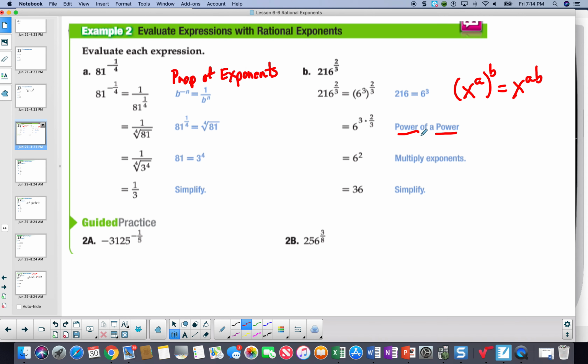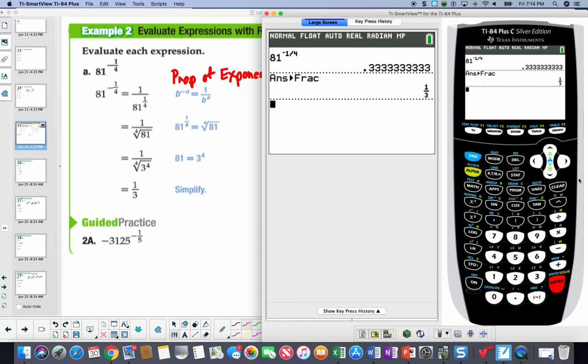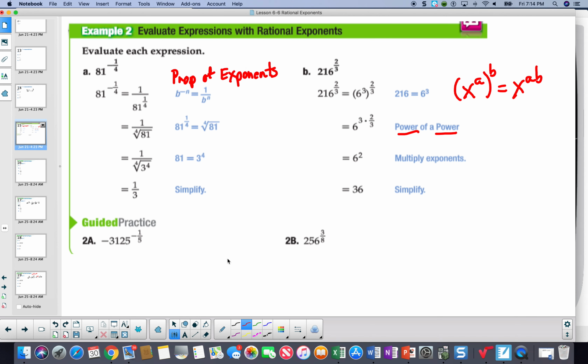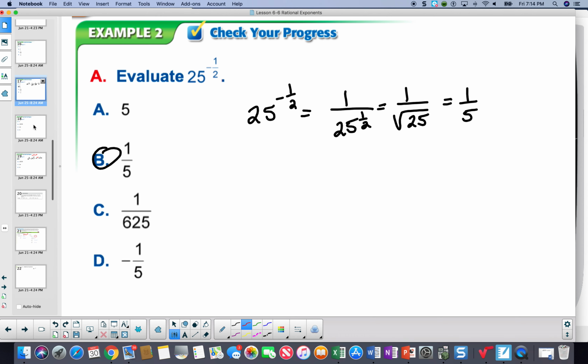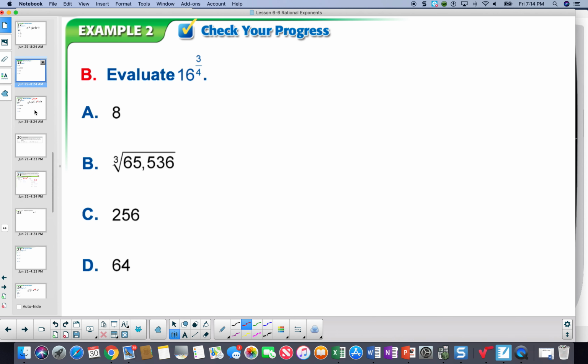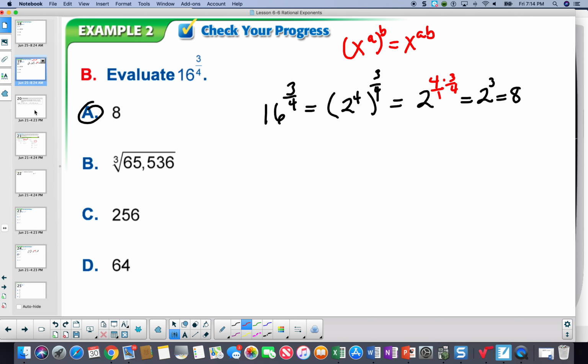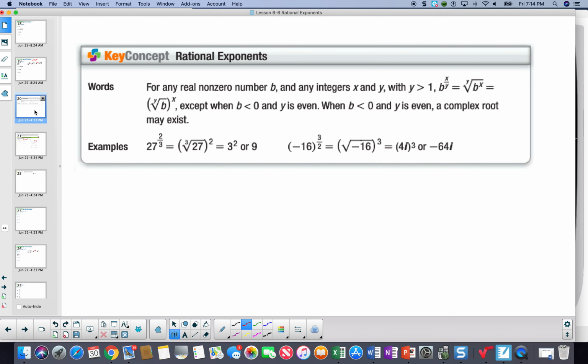Now you can do the same kind of thing with that 216 to the 2/3 power. 216 caret to the 2/3 power, and go ahead and enter, and you'll get the answer that is in here, which is 36. So these can be done on the calculator, or can be done with the properties of exponents. Pause, and here's the answer. Pause, and here's the answer. Let's go ahead and take a look at more complex rational exponents.